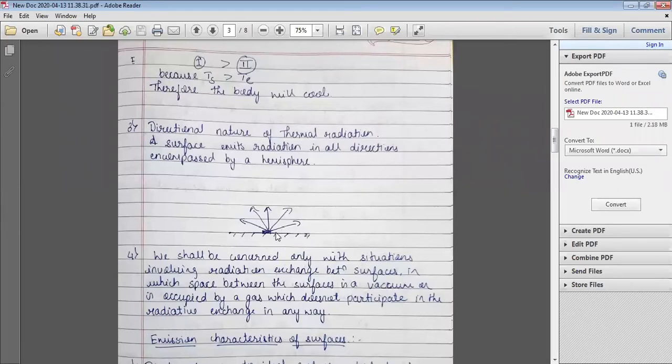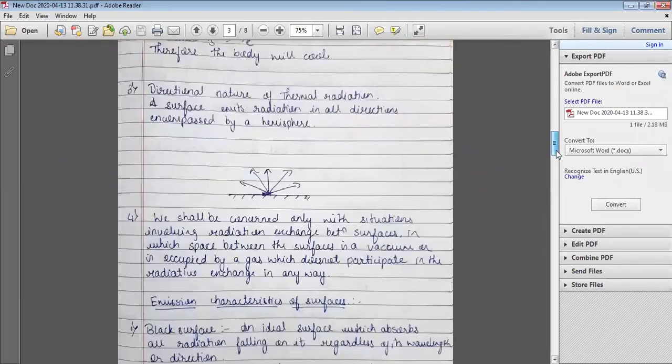How my radiation will be coming out from the surface. It will be in the form of a hemisphere. If I consider all the rays coming out of the surface, it forms as a hemisphere. So that is my third basic concept. Then I come to the fourth one.